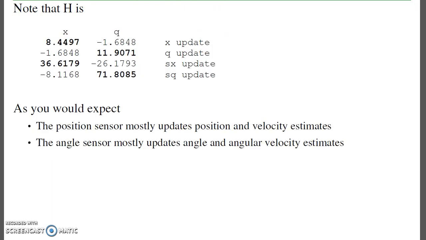Note, it does make some sense what the observer gains are. I've got 2 measurements, position and angle. The position primarily updates the first and third state. That's your position and velocity. The angle measurement primarily updates the second and fourth state. That's angle and angular velocity. The other gains are non-zero. There is information about angle based upon position. There is information about position based upon angle. But they are doing about what you expect.